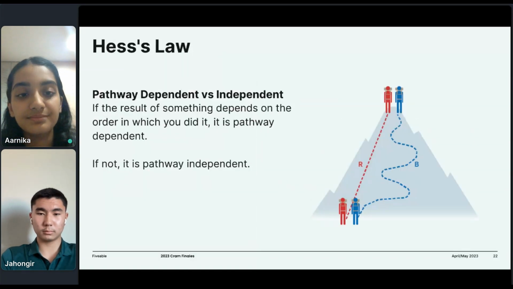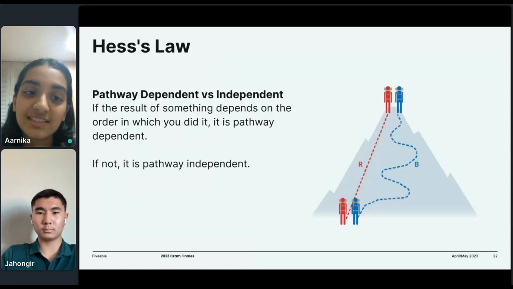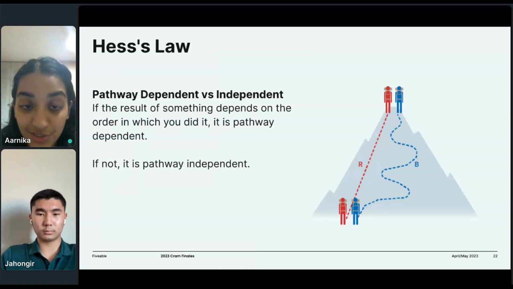All right, so the last major concept we're going to be talking about today is Hess's law. We did mention this a little bit in the last session, but we're going to go in depth on it today. So there's basically 2 types of pathways. One is pathway dependent, and the other is pathway independent. If the result of something depends on the order you did it, that's called pathway dependent. And if not, it's called pathway independent.